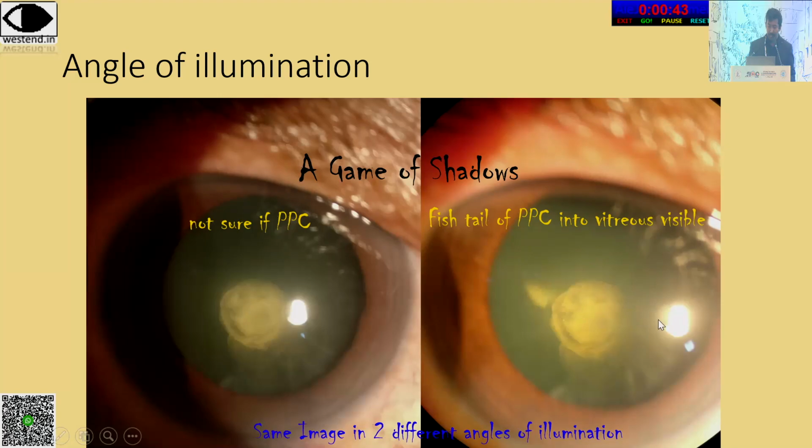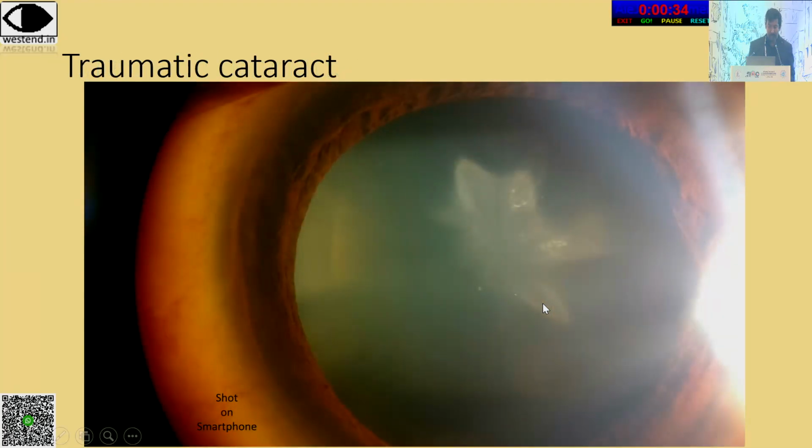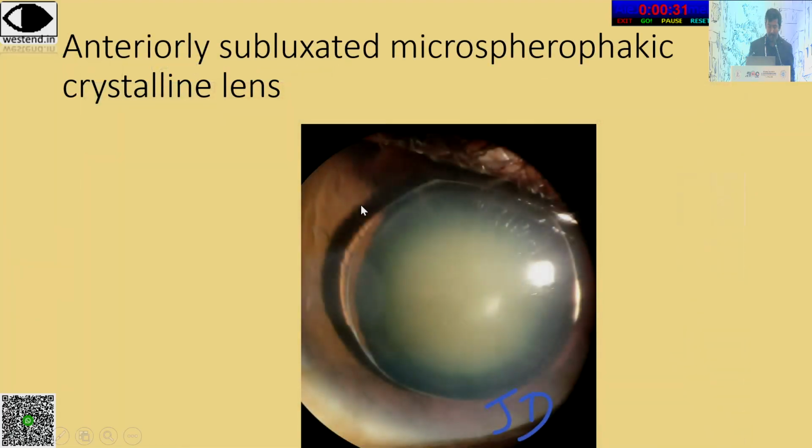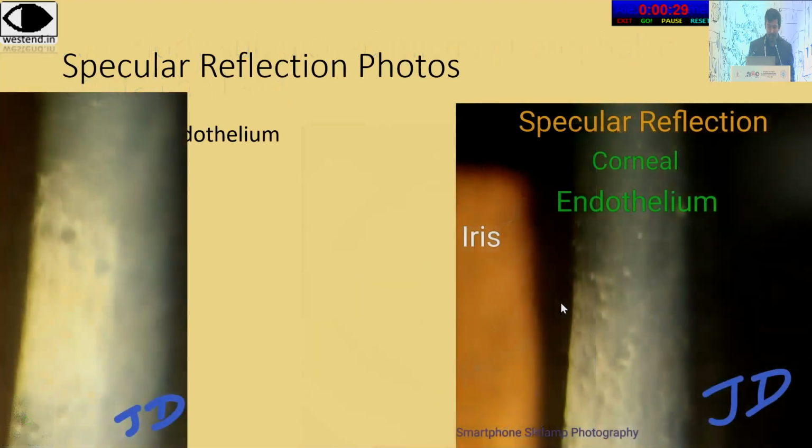See the same eye. Here you cannot see anything behind. By adjusting the light, you can see the fish tail of the posterior polar cataract going into the vitreous. Then you have a traumatic cataract here. You have an anterior subluxated lens here.